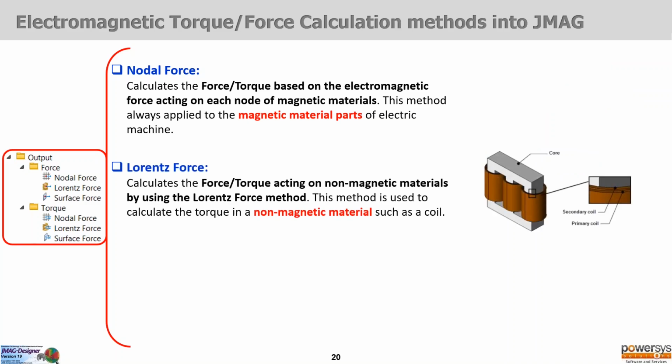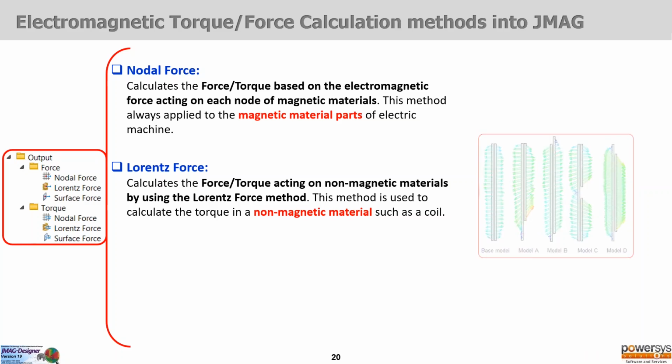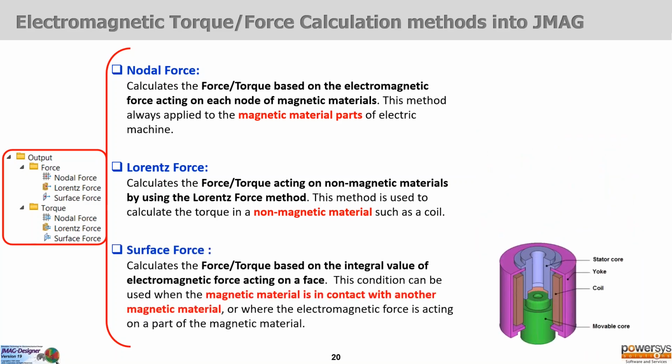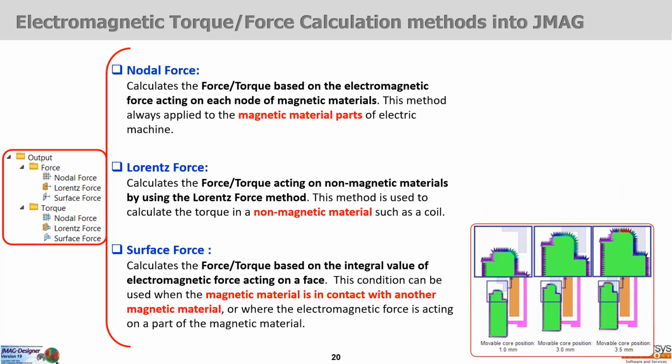We also have the second method, the Lorentz force calculation. This is for non-magnetic material such as the coil or other conductors that you have in the motors. And the last one is the surface force. This is to calculate the pressure or surface force on the contact face between two magnetic parts.